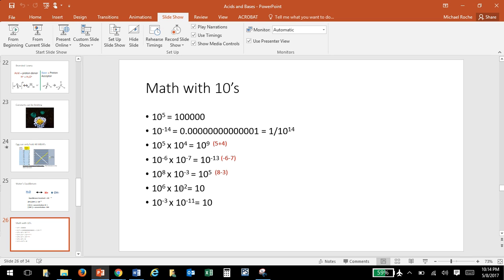10 to the 6 times 10 to the 2 would be 10 to the eighth. And 10 to the third times 10 to the minus third times 10 to the minus 11 would be 10 to the minus 14.